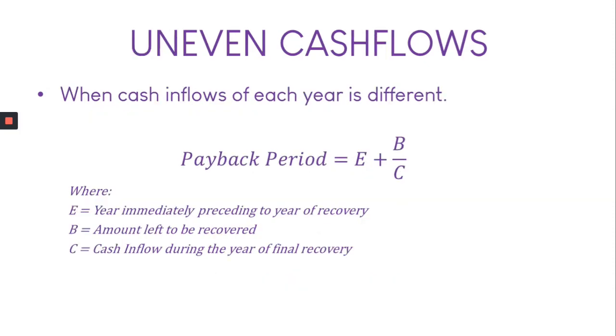And for uneven cash flows, this is when we gather different values for every year. So first year we have 130,000, second year we have 300,000, third year we have 310,000. Unlike in even cash flows where every year it's just 125,000, every year 200,000. Uneven cash flows means we need to use a different formula. So the payback period is computed as E plus B over C, where E is the year immediately preceding the year of recovery, B is the amount to be recovered, and C is the cash inflow during the year of recovery.